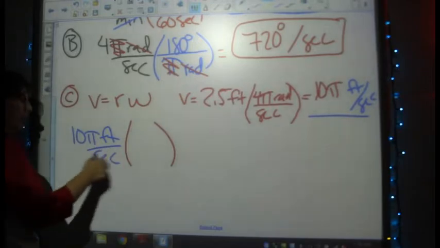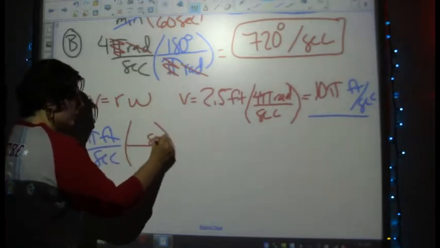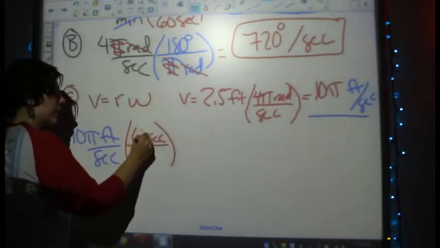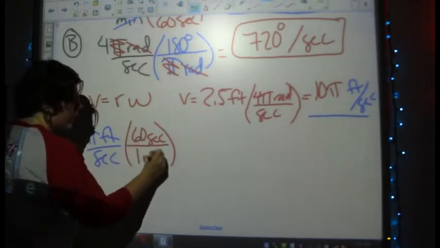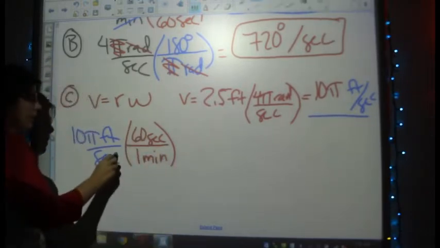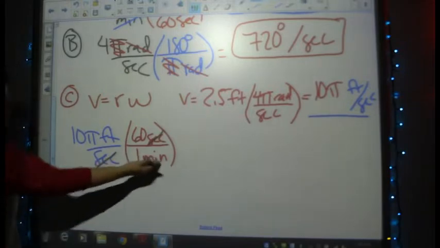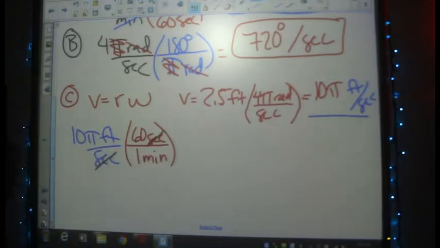Instead, I see seconds on the bottom. So I got to put seconds on top. And I know that there are 60 seconds for every 1 minute. And that's great for me because I can see here that the seconds are going to cancel and then I'll be left with per minute. But per minute isn't what I want.